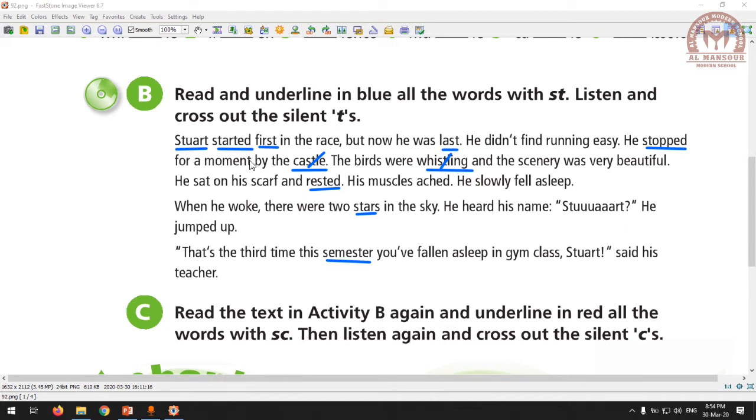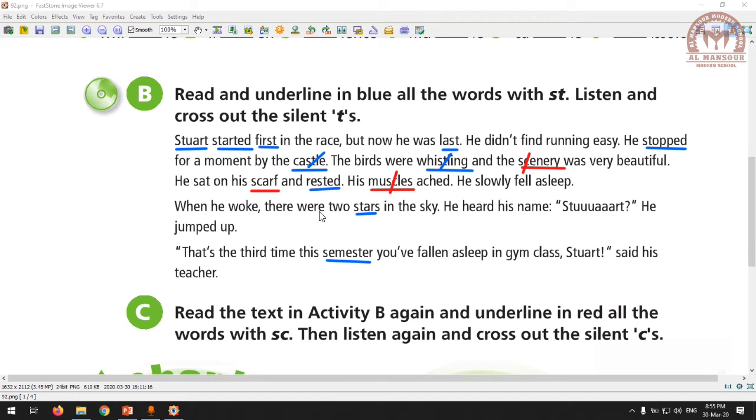Okay, let's start. Stuart started first in the race, but now he was last. He didn't find running easy. He stopped for a moment by the castle. The birds were whistling, and the scenery, the first word that has a silent C in it, was very beautiful. He sat on his scarf, but it doesn't have a silent C. His muscles has a silent C in it. Ached. He slowly fell asleep.